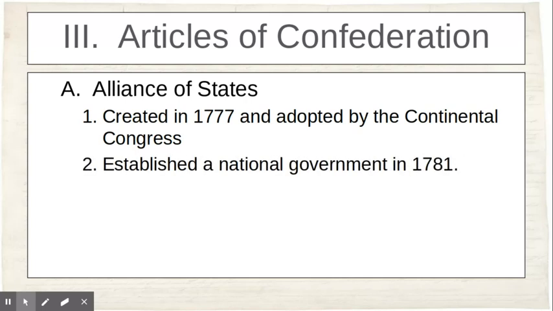But the one body that it did set up was the Continental Congress. So the Continental Congress would be the actual governing body. Continental Congress, yes, like continental breakfast. I kept hearing a C in there, and I don't know why. The Continental Congress. Okay, there we go.